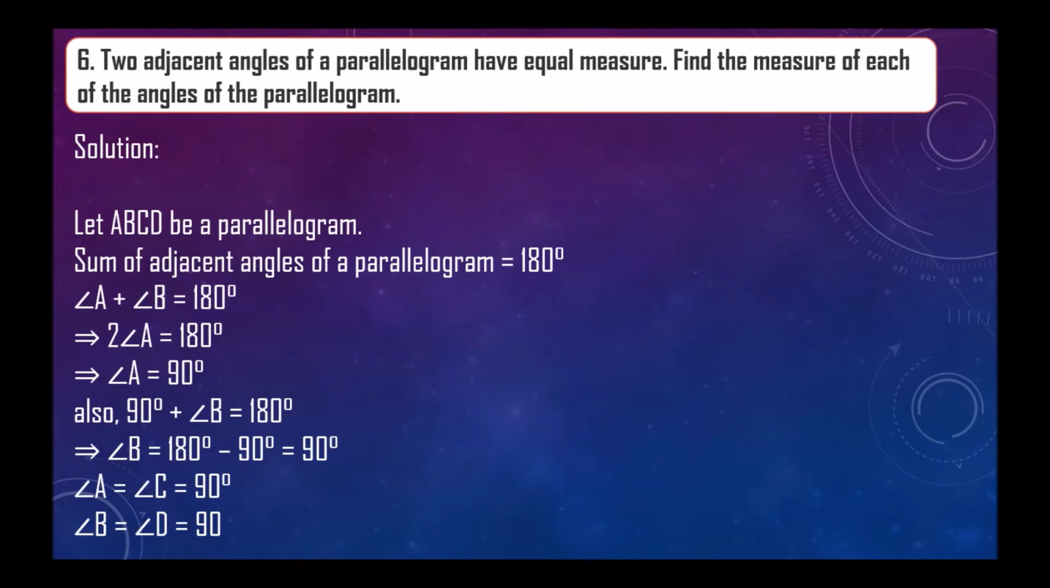So twice the measure of angle A equals 180 degrees. So angle A equals 90 degrees. So 90 plus B equals 180, that is B equals 90 degrees. So angle A equals angle C equals 90 degrees. Angle B equals angle D equals 90 degrees.